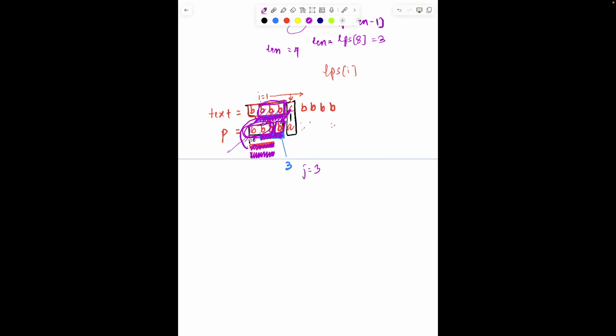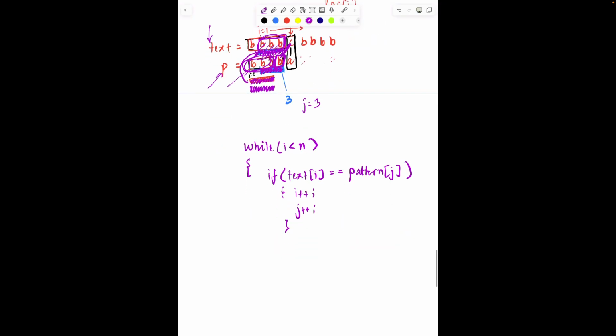Now, the crux of KMP works very similarly to LPS. So we start off with while I less than n. If text of I matches pattern of J, remember J is moving along in the pattern and I is moving along in the text, then we just increment both pointers and move forward, right?